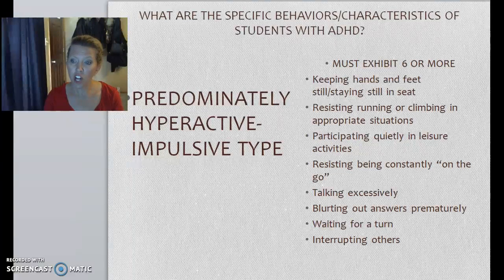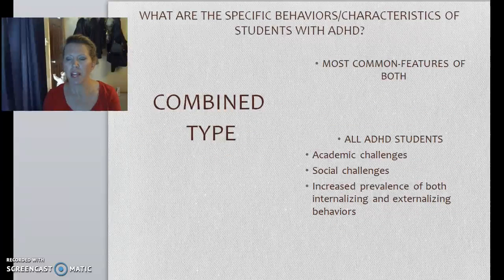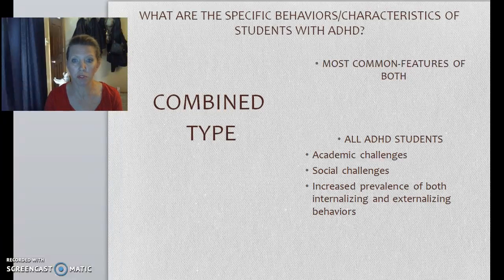They talk a lot. They like to blurt out answers prematurely. They have a hard time waiting on their turn, and you'll find that they interrupt a lot in the class. And the last type is the combined type, and that is students who have characteristics of both. And that seems to be the most common when they have features of both.